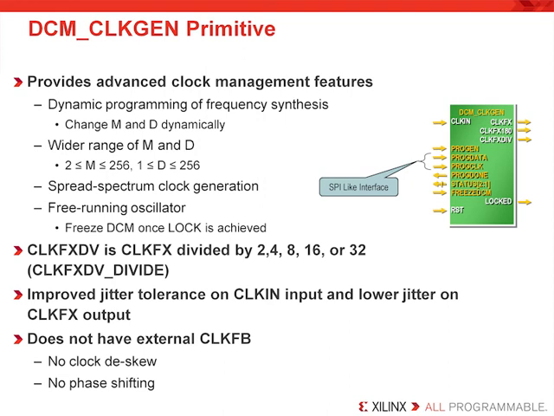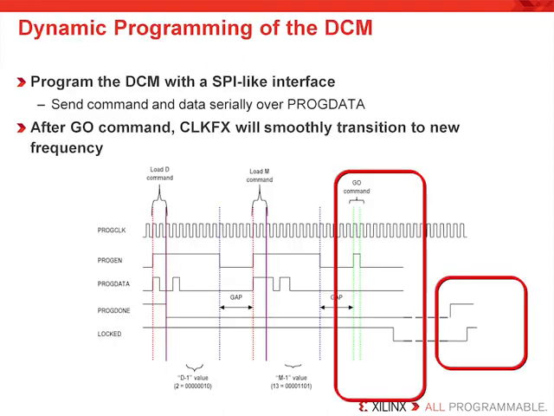The clock FX divide is the clock FX divided by integers 2, 4, 8, 16, or 32 set with the clock FX divide parameter. This will provide an improved jitter tolerance in the clock in input and a lower jitter on the clock FX output. And it does not have an external clock feedback port, so no clock deskew and no phase shifting is supported with that feature.